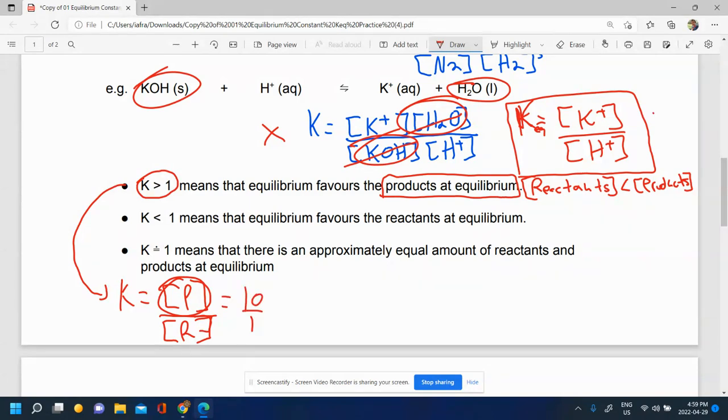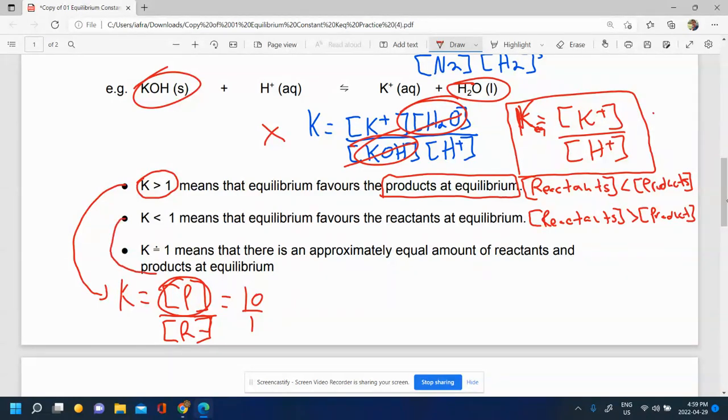Okay, so you can still be at equilibrium. The rates will be equal going forward and reverse, but your products might outnumber your reactants concentration-wise. And then if you have K less than 1, well, it's the opposite. Your reactants are favored. So your reactants concentration is higher than your product concentration at equilibrium.